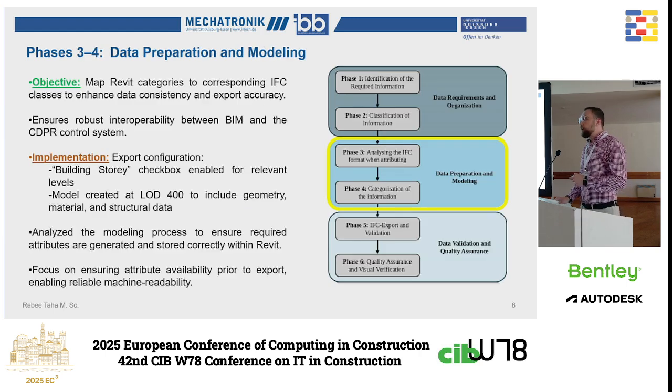After that, we come to phases 3 and 4, data preparation and modeling. And the objective was to map these Revit categories into the corresponding IFC classes, structures, enabled to enhance the consistency and the export accuracy. And to implement that, we did some specific export configurations, such as checking the checkbox for building story for all the relevant levels, and creating the model in an LOD 400 level of details, which includes geometry, material, and structural data.